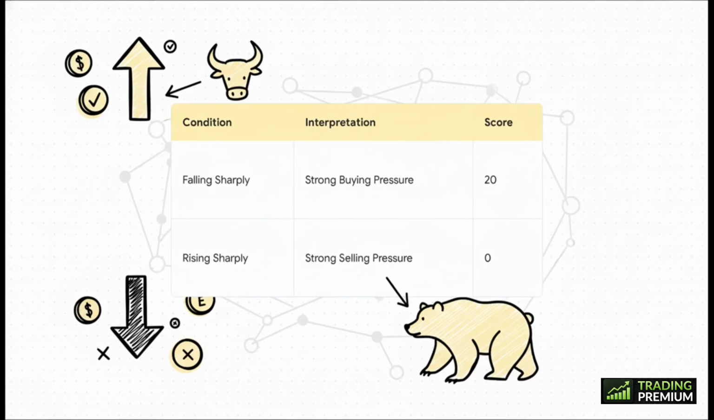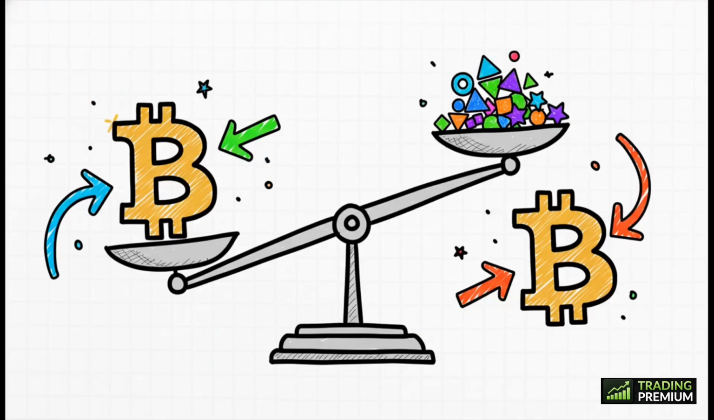Now, here's where it gets really useful. The dashboard doesn't just show you a line on a chart. It quantifies it. It gives it a hard number. So if stablecoin dominance is falling off a cliff because money is flooding into the market, that signal gets a max bullish score of 20. If it's spiking because everyone is panic selling back into the safety of cash, it gets a big fat 0. Simple as that.